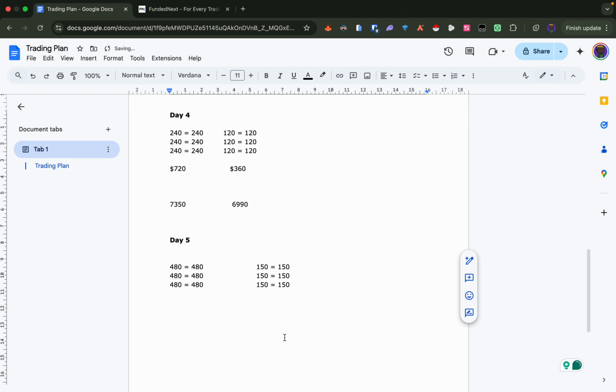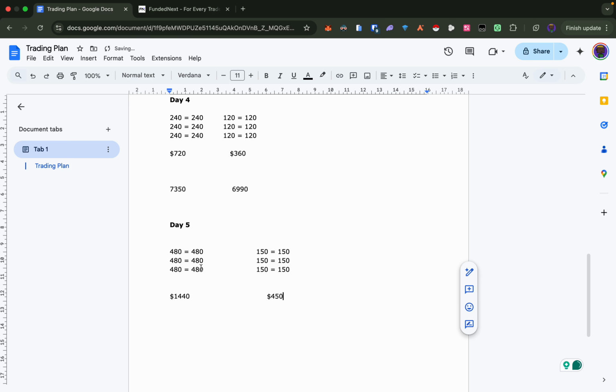So 480 times 3, 1,440. You make 1,440 on day 5. And 150 times 3 would be 450. Ah, I prefer this doubling. Oh yeah, I prefer this doubling. 450.